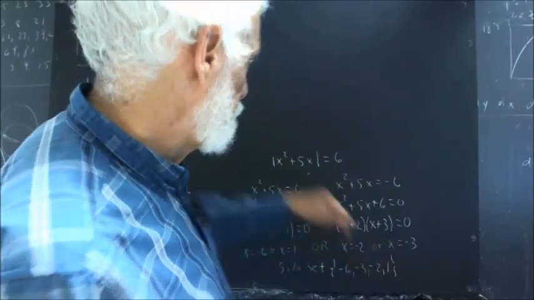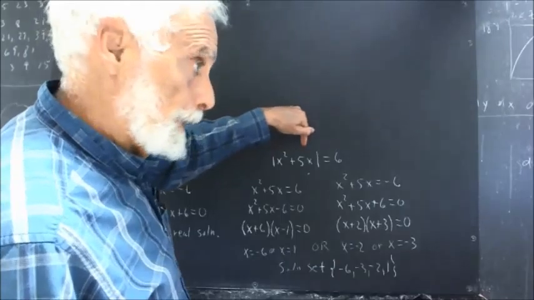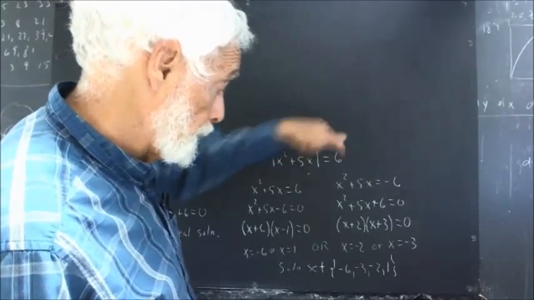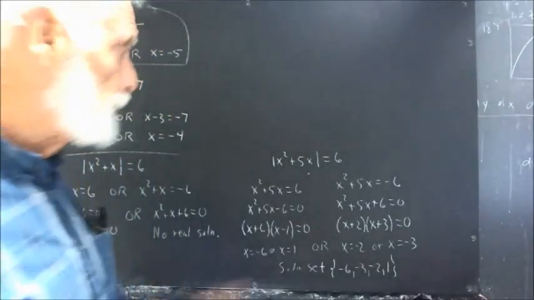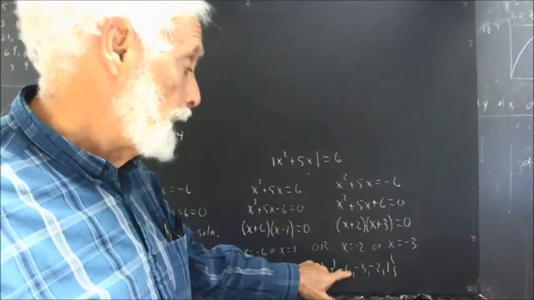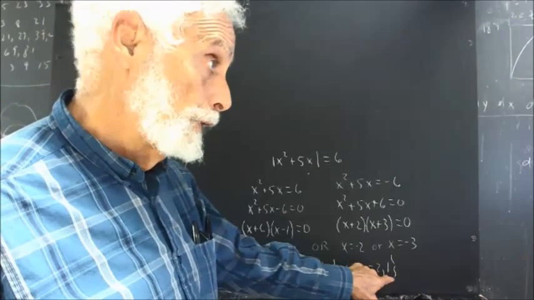Either negative 2 or negative 3 will make this thing inside the absolute value equal to negative 6, so its absolute value will be 6. So the solution set to this equation consists of the elements negative 6, negative 3, negative 2, and 1.